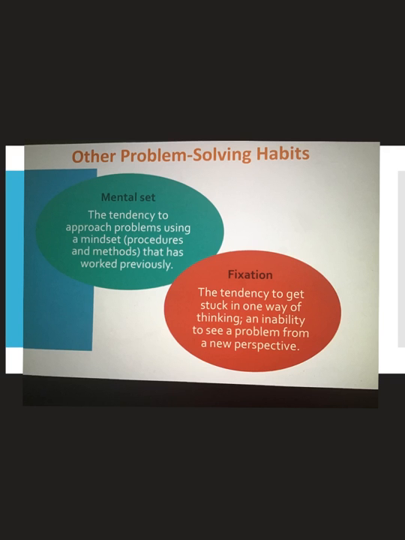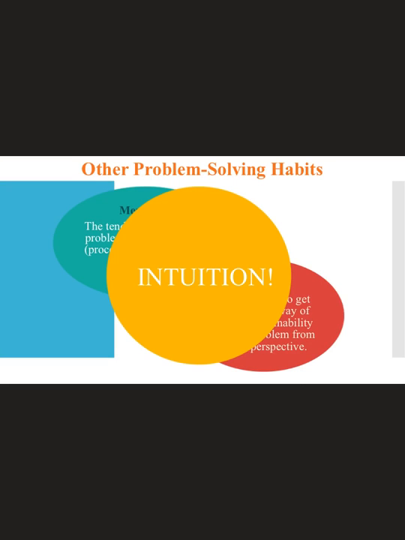So with that, we're going to shift and look at other problem-solving habits, one being mental set and one being fixation. The way we overcome these is through intuition, which you'll see on the next slide. Mental set is the tendency to approach problems using a mindset that has previously worked before. So we go into a problem-solving activity with experiences that have worked for us in the past. Fixation is the tendency to get stuck in one way of thinking, an inability to see a problem from a new perspective. So how do we overcome this? Like I said, through intuition.